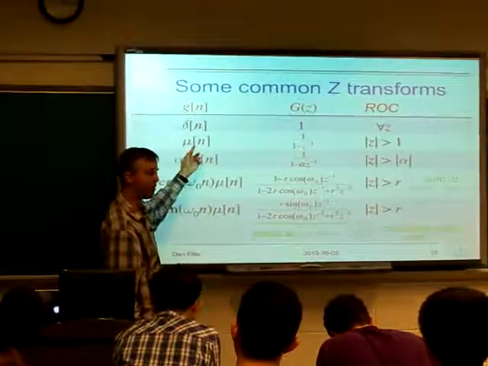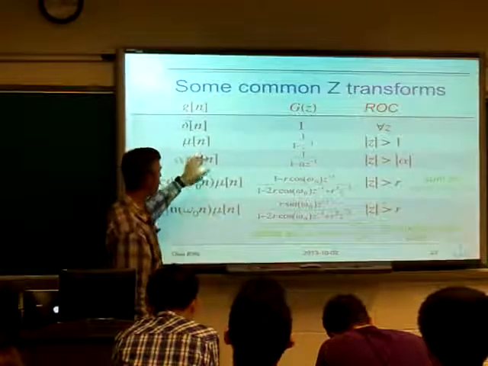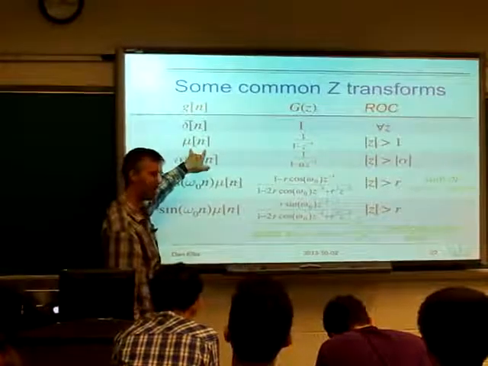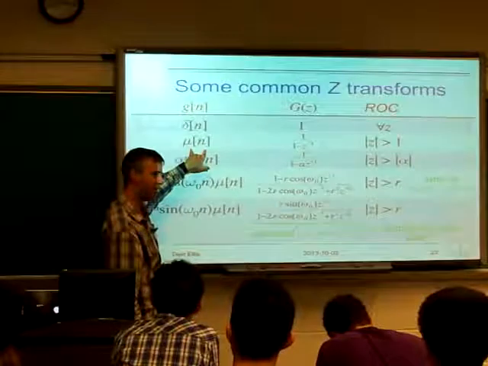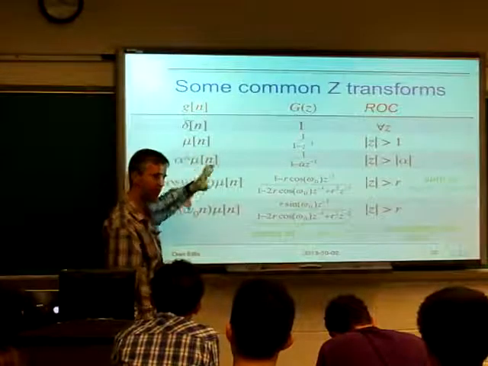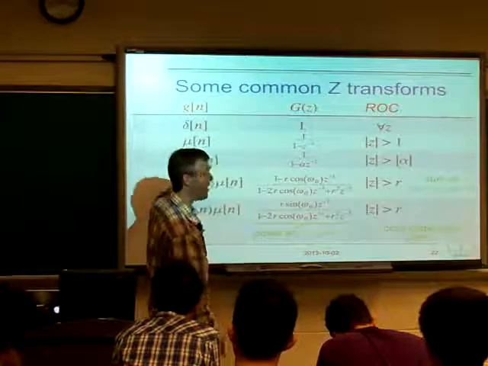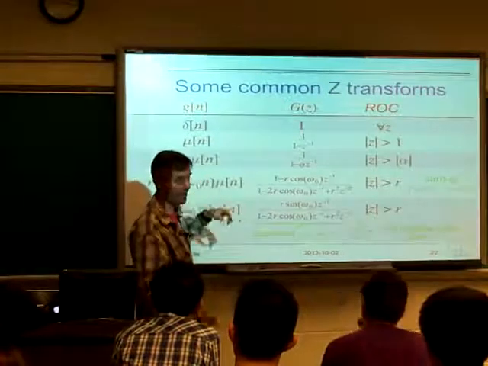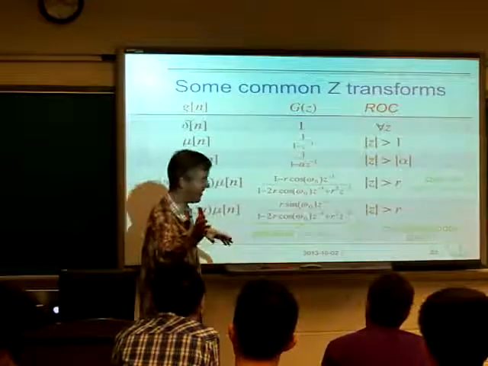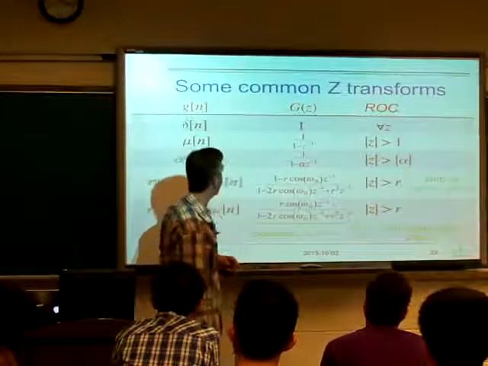Mu of n, the step sequence. Remember, we actually had a value for the DTFT of that, but when I put it up I said I don't know how it's derived, and it had some funny features. It had something funny going on, because of course mu of n is not a finite energy sequence. The further you go, you get more magnitude coming in.